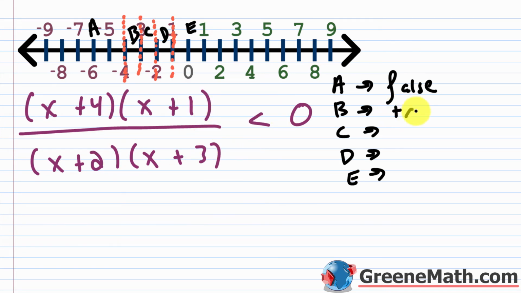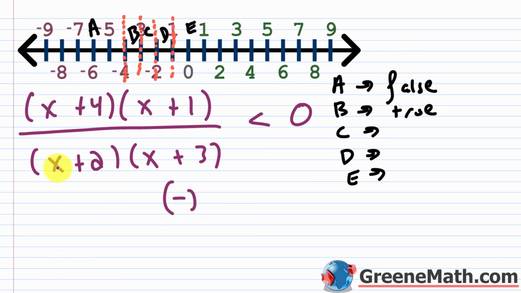So this is going to be true. All right, for C, you're between negative 2 and negative 3. So let's pick negative 2.5. So negative 2.5 plus 4 is going to be 1.5. And then negative 2.5 plus 1 is going to be negative 1.5. So this guy right here would be a positive times a negative, which would be a negative.